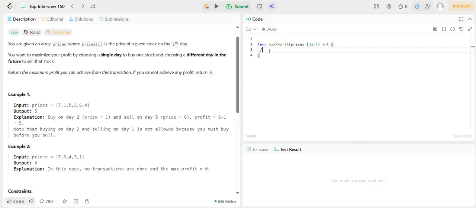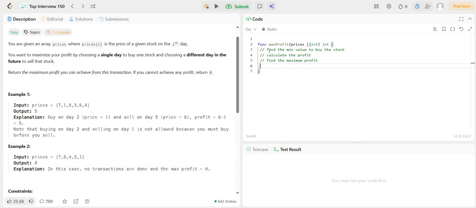Firstly, we have to find the minimum value so that we can buy the stock. Second, if you have the minimum value, then you have to calculate the profit. If you have calculated the profit, then you have to compare it with the previous one, so you have to find the maximum profit. These 3 things we are going to do, and this is nothing but the greedy approach. So let's try to implement it.